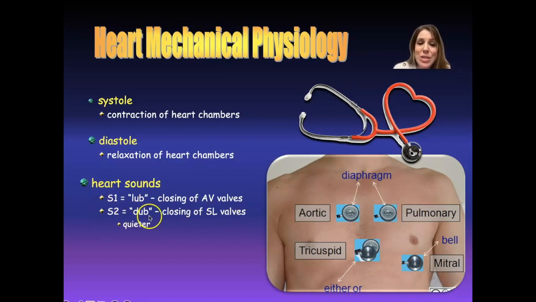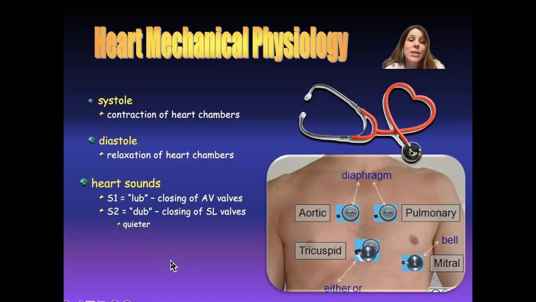Now for the S2, the dub, that's the closing of the semilunar valves, the aortic semilunar valve and the pulmonary semilunar valve. Those are best listened to at the second intercostal space, between the second rib and the third rib. To hear the aortic semilunar valve closing, you'd put it on the right side of the sternum at the second intercostal space. And to hear the pulmonary one, you would put that on the left side of the sternum at the second intercostal space. These S2 sounds tend to be a little quieter than the S1 sounds.